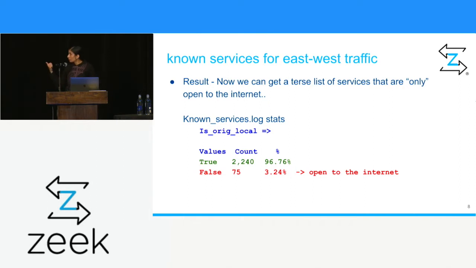And only 3% of the traffic, which is roughly 75 servers, had the local origin flag false. That means those are the servers that are actually open to the internet. So that gave us a pretty terse list, and now we can go back and see what servers were reported and what services are reported on those servers that are open to the internet. That gave us a decent distribution of how many hosts are open to the internet and how many hosts are just open to the local network.